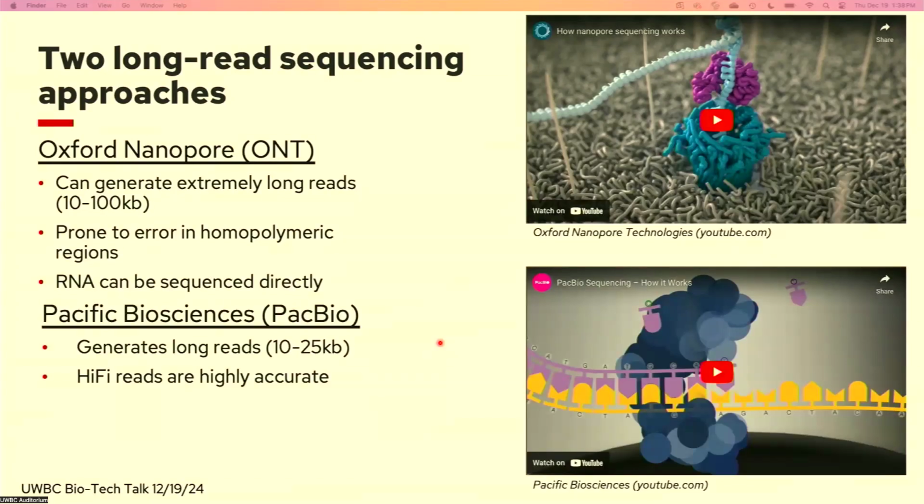PacBio is another long read technology where nucleic acids are circularized and deposited in these wells, where when a base is added to the sequence, it emits a light that is then read and denotes the sequence. You can generate long reads between 10 and 25 kb. And the advantage to PacBio is that these HiFi reads, which are reads where they circle over and over and over again, are extremely accurate.